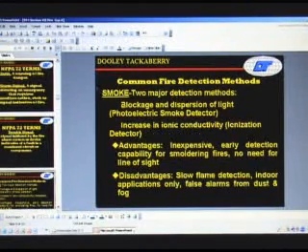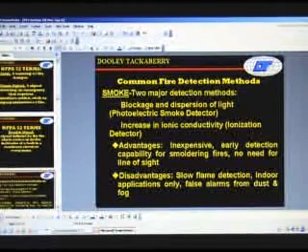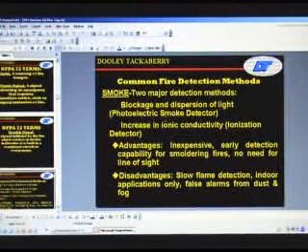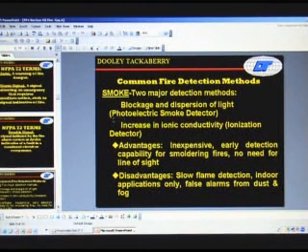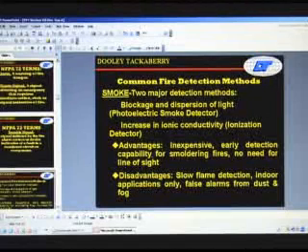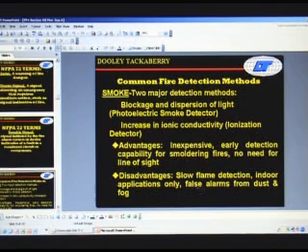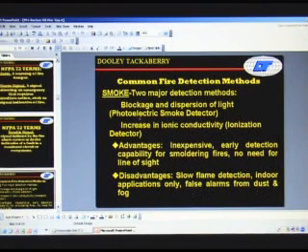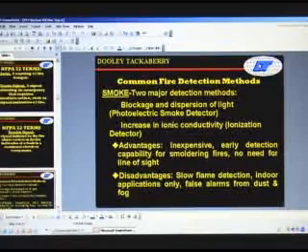Common fire detection methods, some of which we talked about, include smoke. We have two major detection methods: blockade and dispersion of light. We use photoelectric smoke detectors and also ionization smoke detectors. Those are the two that we use on the North Slope. Advantages: inexpensive, early detection, capable of detecting smoldering fires, no need for line of sight. Disadvantages: slow flame detection, indoor application only, false alarms from dust and fog. Photoelectric detectors are not that sensitive, but we do use them.